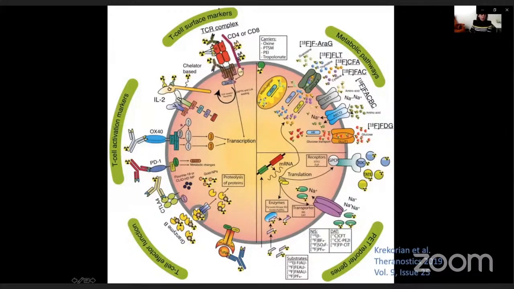What is new are the tracers here on the left side, because all these tracers are related to T-cell function. And you can see here that it's possible to label, for example, PD-1 or PD-L1, or you can label CTLA-4, which is also used for treatment with immune checkpoint inhibitors, or you can label antibodies against OX40, or you can even label directly T cells like CD8 or CD4.